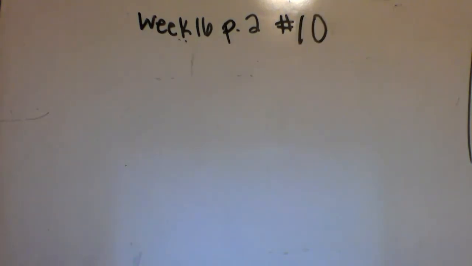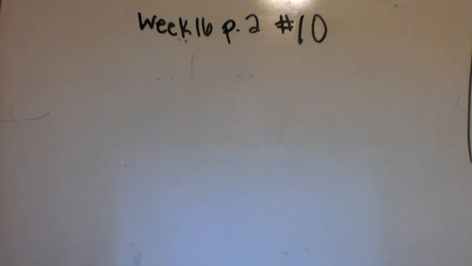Now let's try problem number 10 on page 2 of your week 16 homework sheets. The problem reads, what is the molality of a solid solution containing 0.125 grams of chromium and 81.3 grams of iron?